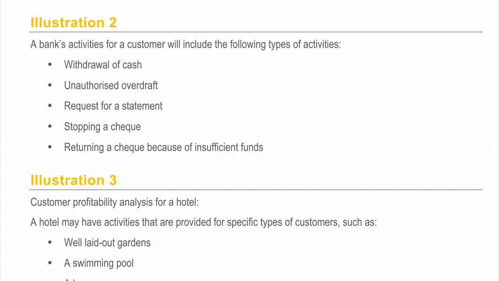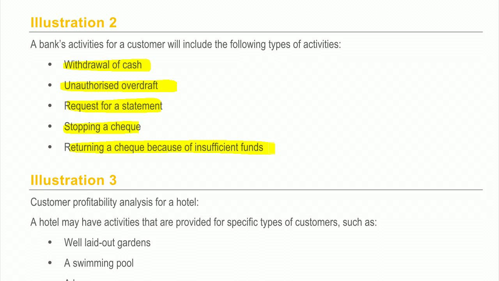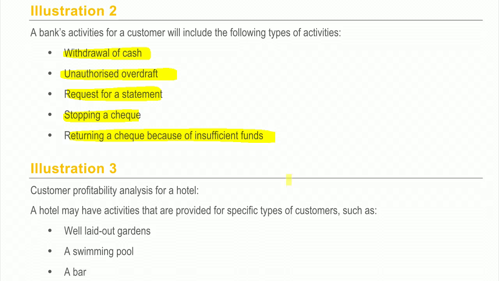So for example, a bank. Activities involved in servicing customers in a bank would involve giving them facilities to withdraw cash, providing them with unauthorised overdrafts and how we deal with that, sending them letters and so on, requests for statements, stopping a cheque, returning a cheque because of insufficient funds. All these things drive costs, so we need to understand the incidence of these things and how much each one costs to understand how much money we're making from different customer types.